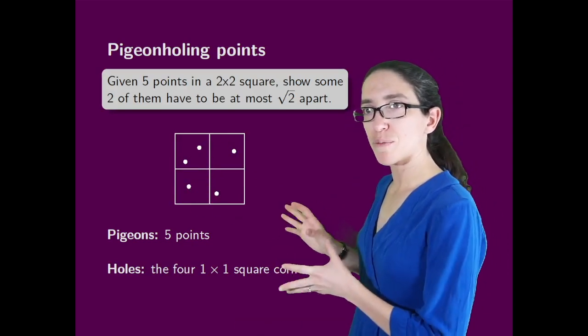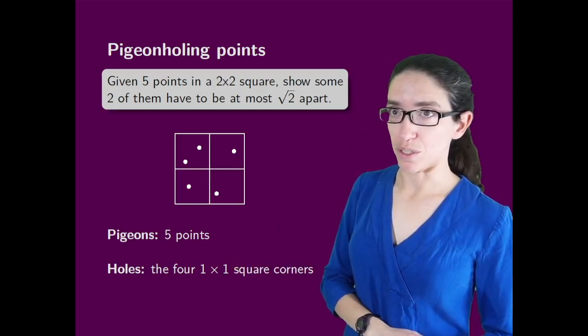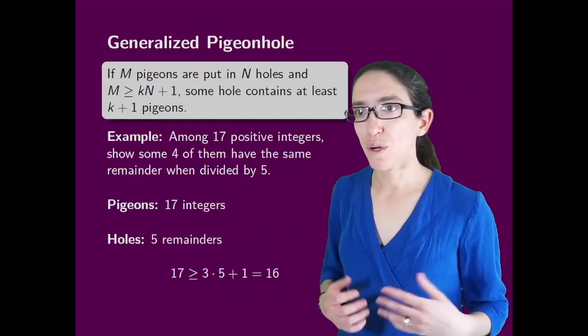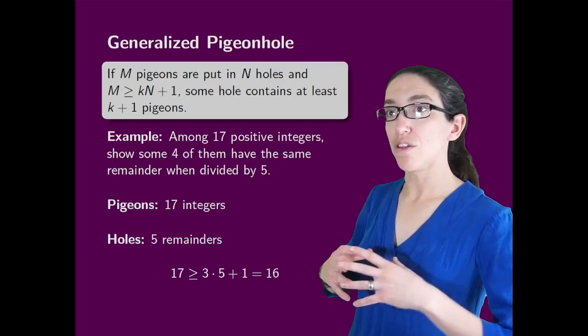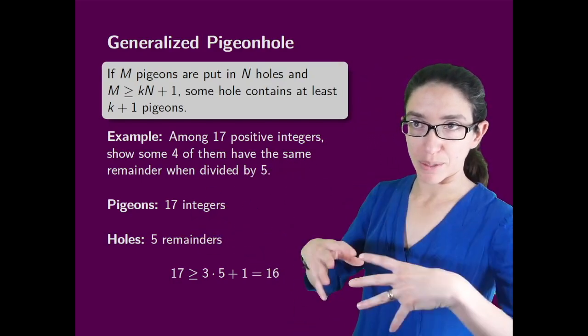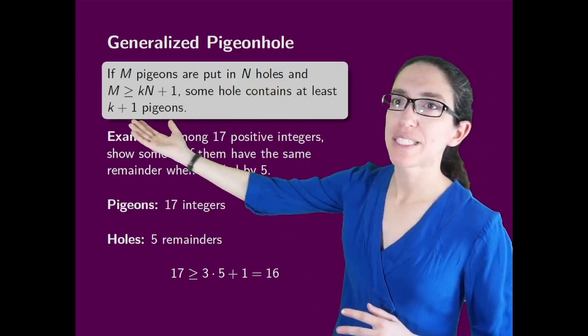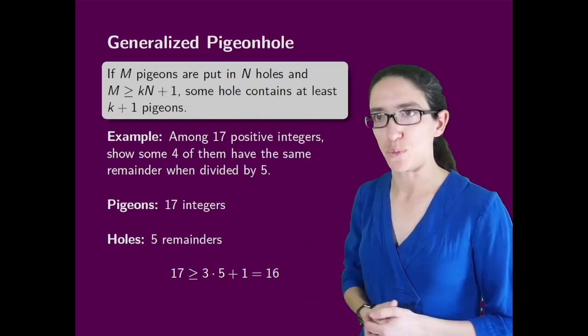So the pigeonhole principle makes rigorous something that was just intuitive before, and that's what's very important about it for combinatorial problems and mathematics problems in general. There's one more generalized version of the pigeonhole principle where if you have a lot of pigeons and only a few holes, you can actually have a lower bound on how many pigeons must be in the same hole. If m pigeons are put in n holes and m is at least k times n plus 1, then some hole contains at least k plus 1 pigeons.